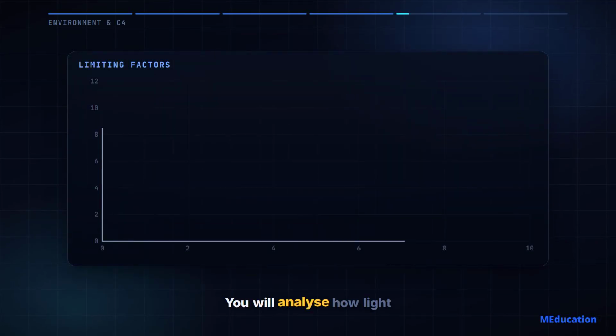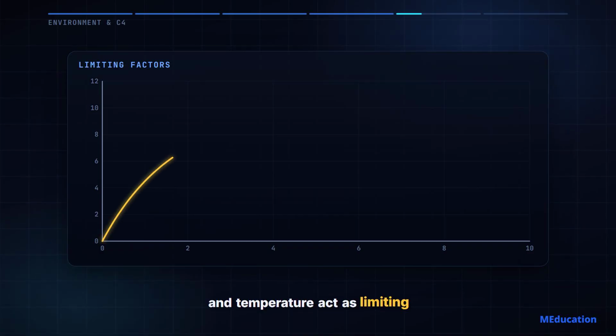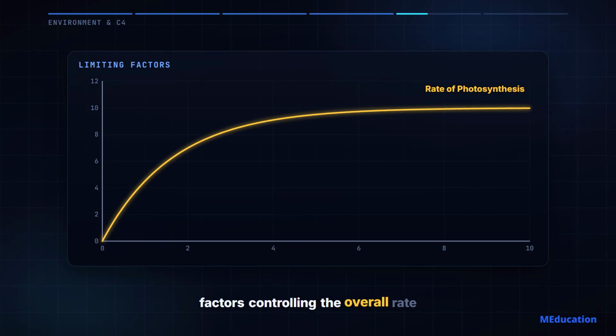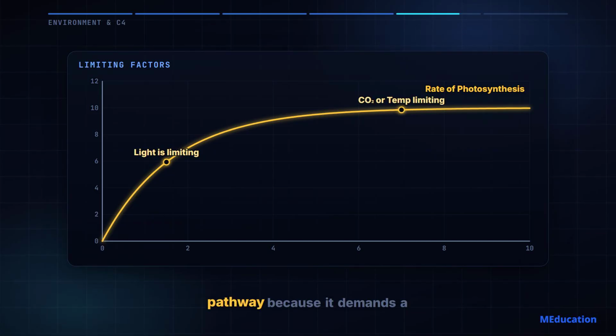Finally, we scale up to the environment. You will analyze how light intensity, carbon dioxide, and temperature act as limiting factors, controlling the overall rate of photosynthesis. We will also look at C4 plants like maize. When examiners want to separate the A-star candidates from the rest, they target the C4 pathway because it demands a synthesis of biochemistry, leaf anatomy, and ecological adaptation.